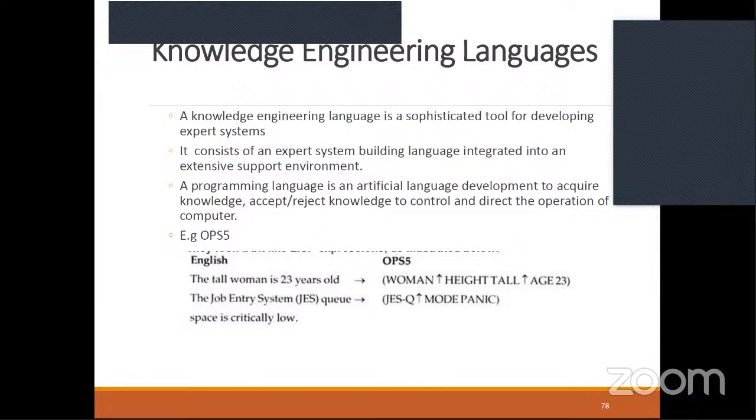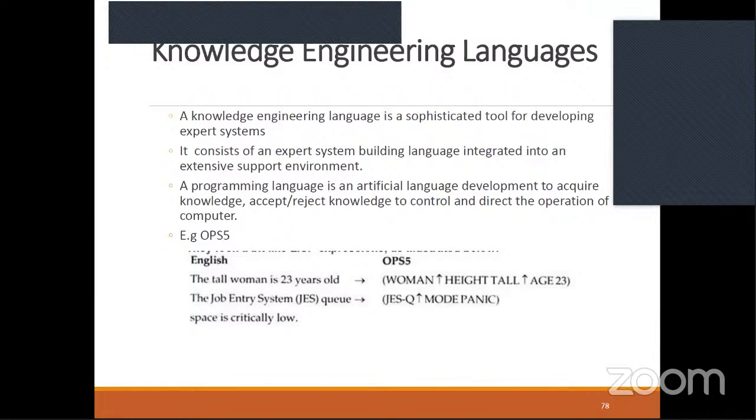And then there are tools. Say for example, there's a language tool called OPS5. This will help you to convert it into a symbolic representation which is written on the right hand side. The OPS5 will take this English sentence and convert it into a form which is known as symbolic representation. So it writes woman arrow height tall arrow age 23, which says woman and height tall and age 23. So this is the fact. This sentence has been converted into a form which will now be used by any inference engine.